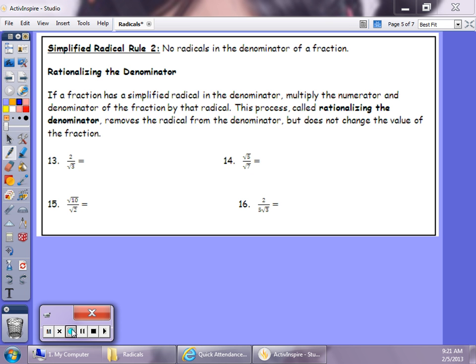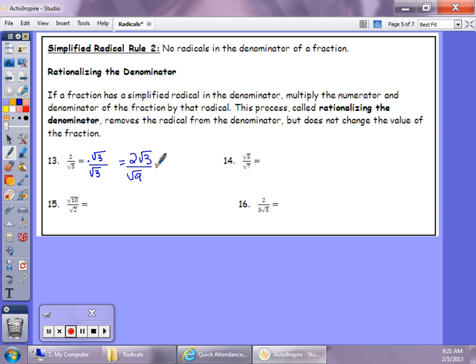So in example 13, we have 2 divided by root 3. Since root 3 is a radical and it's simplified, we can rationalize the denominator by multiplying both the numerator and denominator of the original fraction by root 3. So if we multiply straight across, we have 2 times root 3, which is 2 root 3. And then root 3 times root 3 is root 9. So now if we simplify root 9, we know the square root of 9 is 3. And therefore, we have not changed the original value, but we were able to get the radical out of the denominator.